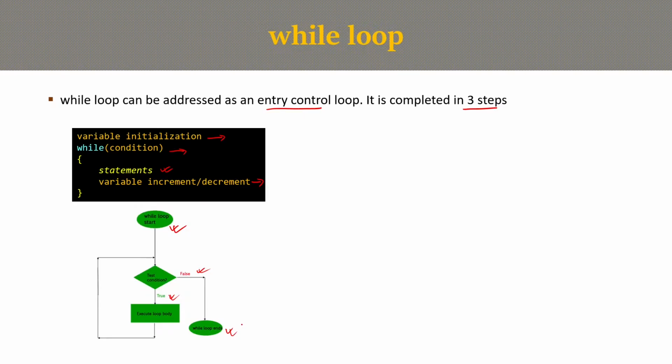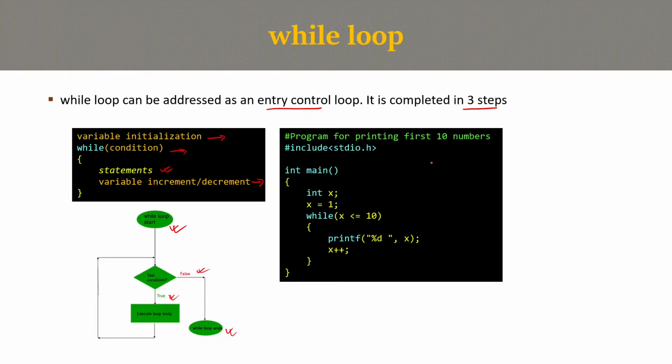Now let us see an example of this while loop. This is a program that I have written for printing the first 10 numbers. The first 10 numbers are 1, 2, 3, 4 up to 10, right? So we want to print that using a while loop. After writing the essential things in our body, we have declared a variable x, and we have initialized the variable x as 1. So this is our first step, x equals 1.